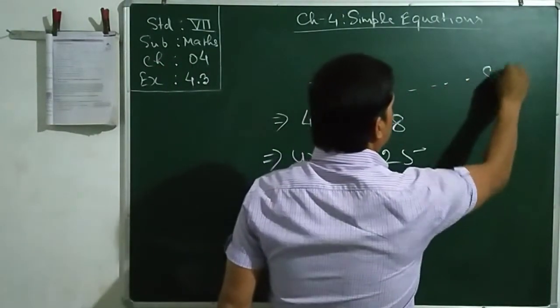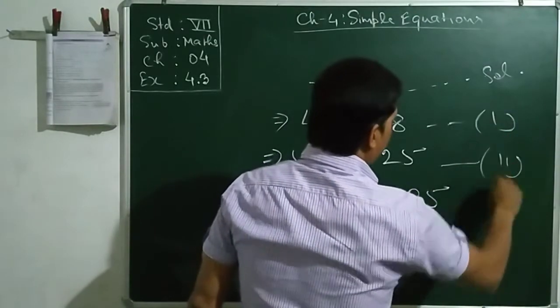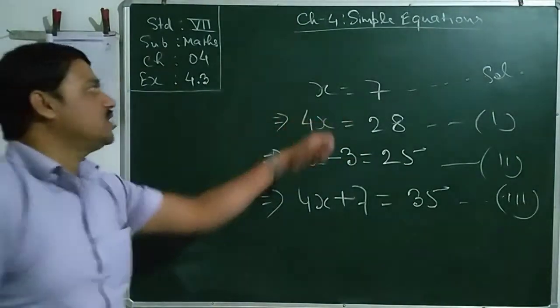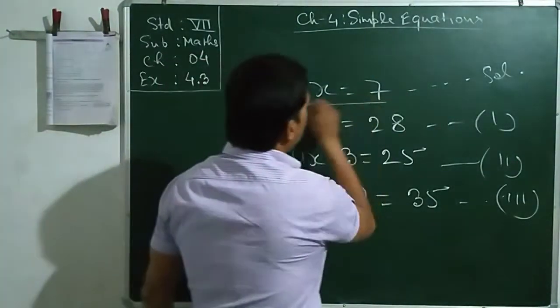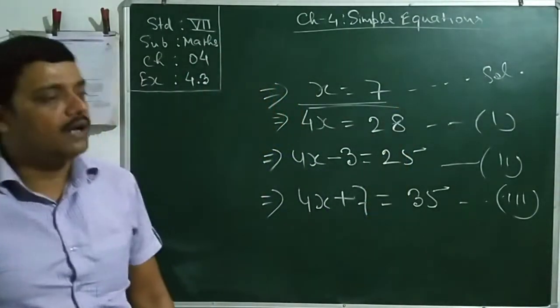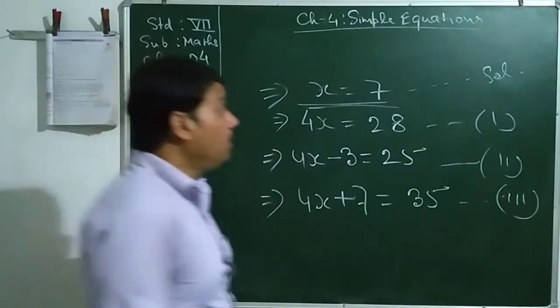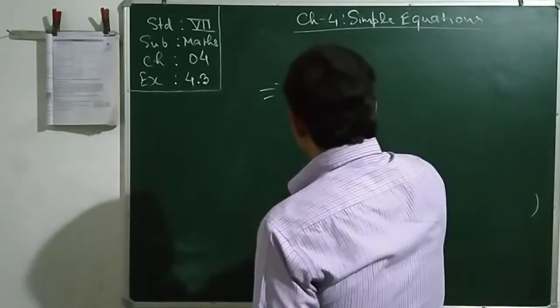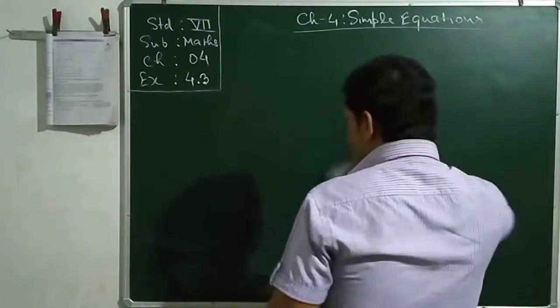This was the solution. From this solution I have made one equation, two equations and three equations. All these three equations belong to the same solution, that is x equal to 7. Using this solution we can also make a number of equations. Now come to the book, that is your exercise 4.3. See what are the things there that we need to solve here.